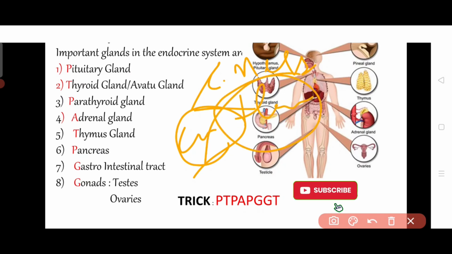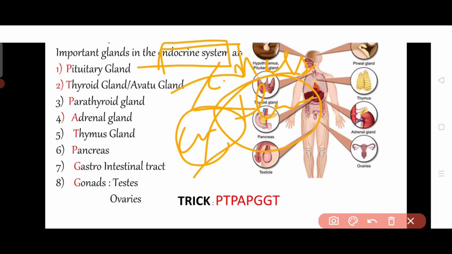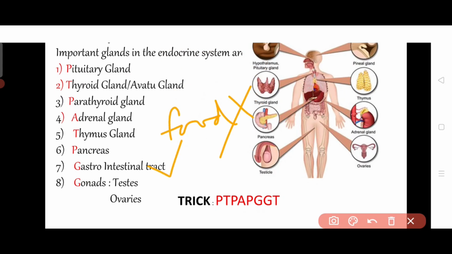What are hormones? Hormones are secreted by ductless glands directly into the bloodstream, and they are synthesized within the body by the endocrine glands. They are soluble in water and can easily diffuse through the cell membrane. They are secreted in very small amounts.